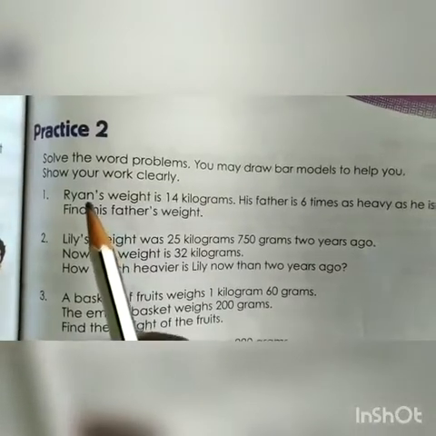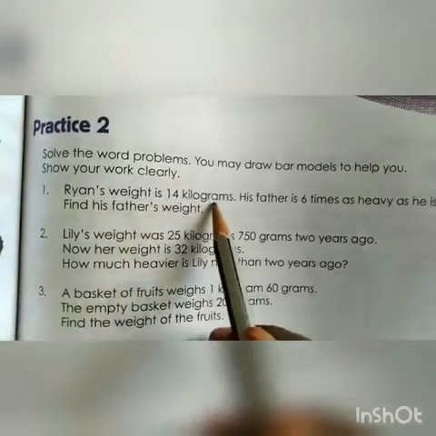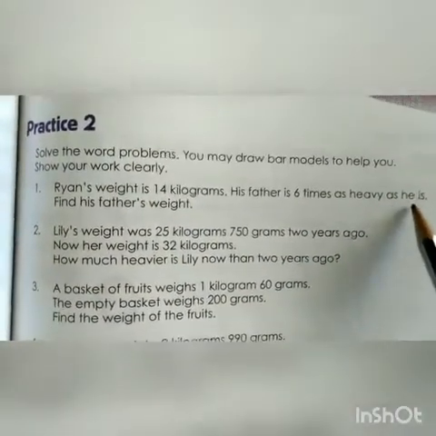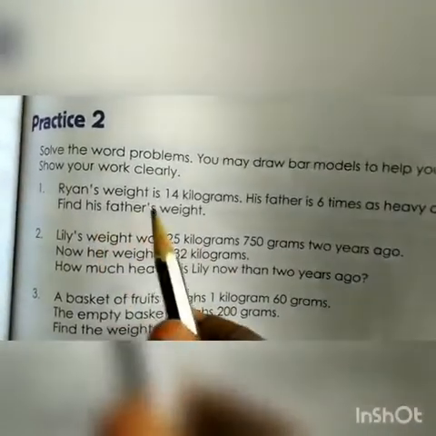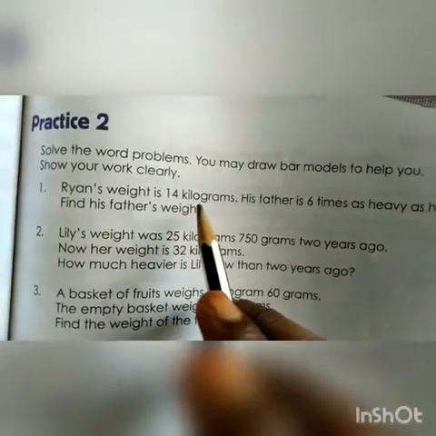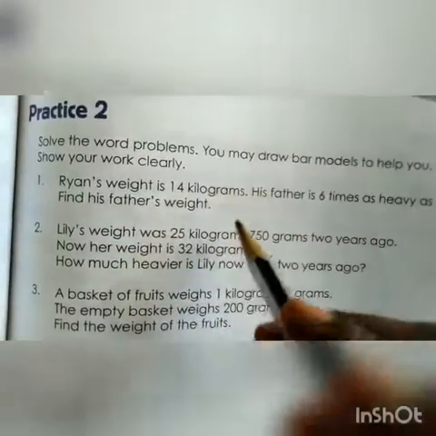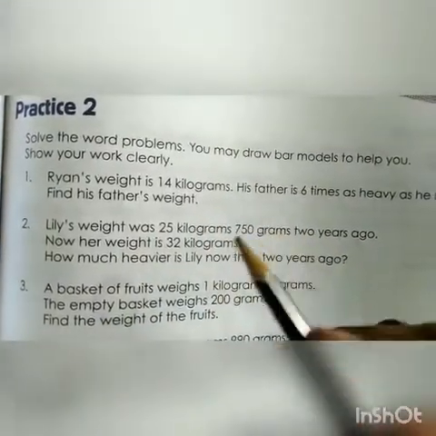Word problems. First one. Look at the first problem. Rayon's weight is 14 kilograms. His father is 6 times as heavy as he is. Find his father's weight. So Rayon's weight is how many kilograms? 14 kilograms. His father is 6 times Rayon's weight. So 6 times more means we have to multiply. Number of times means we have to multiply.